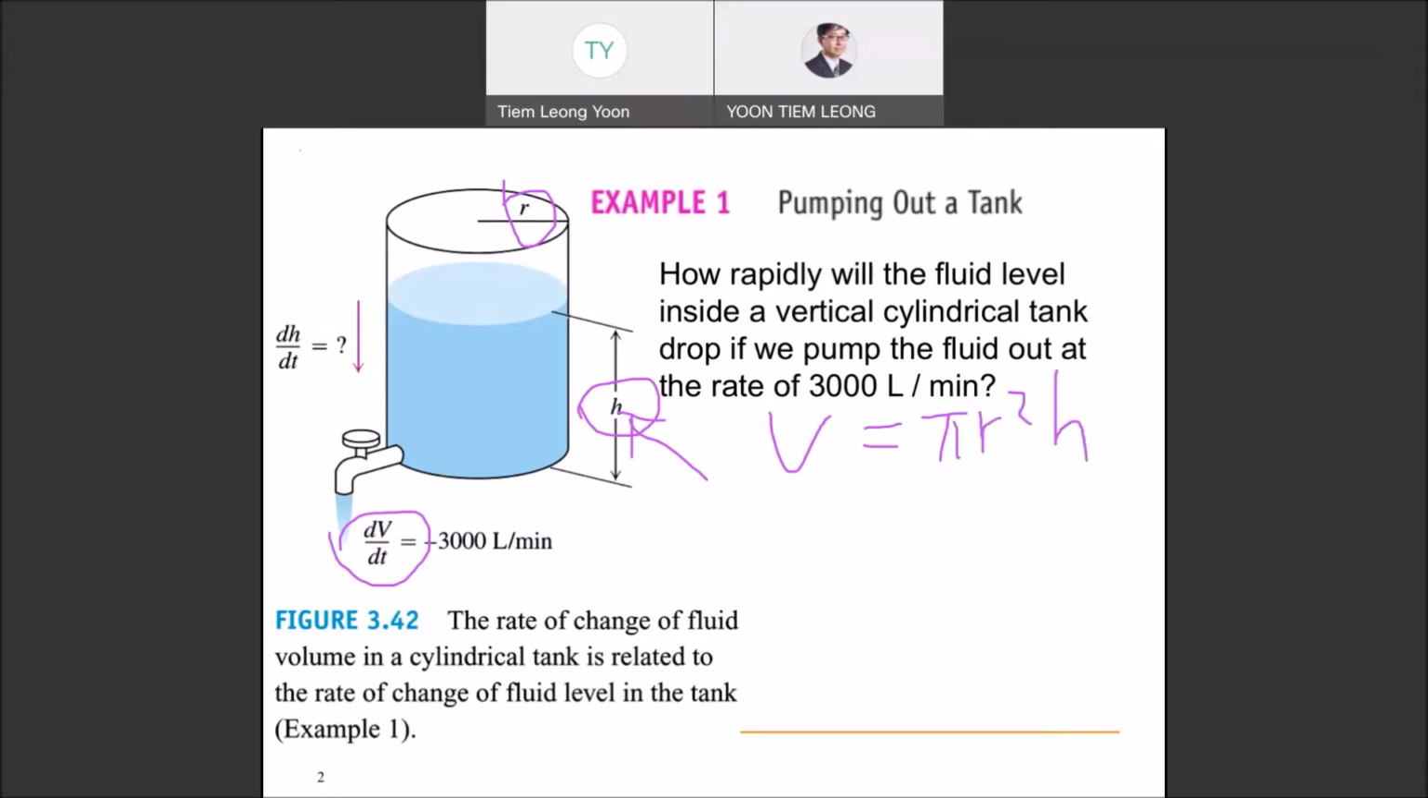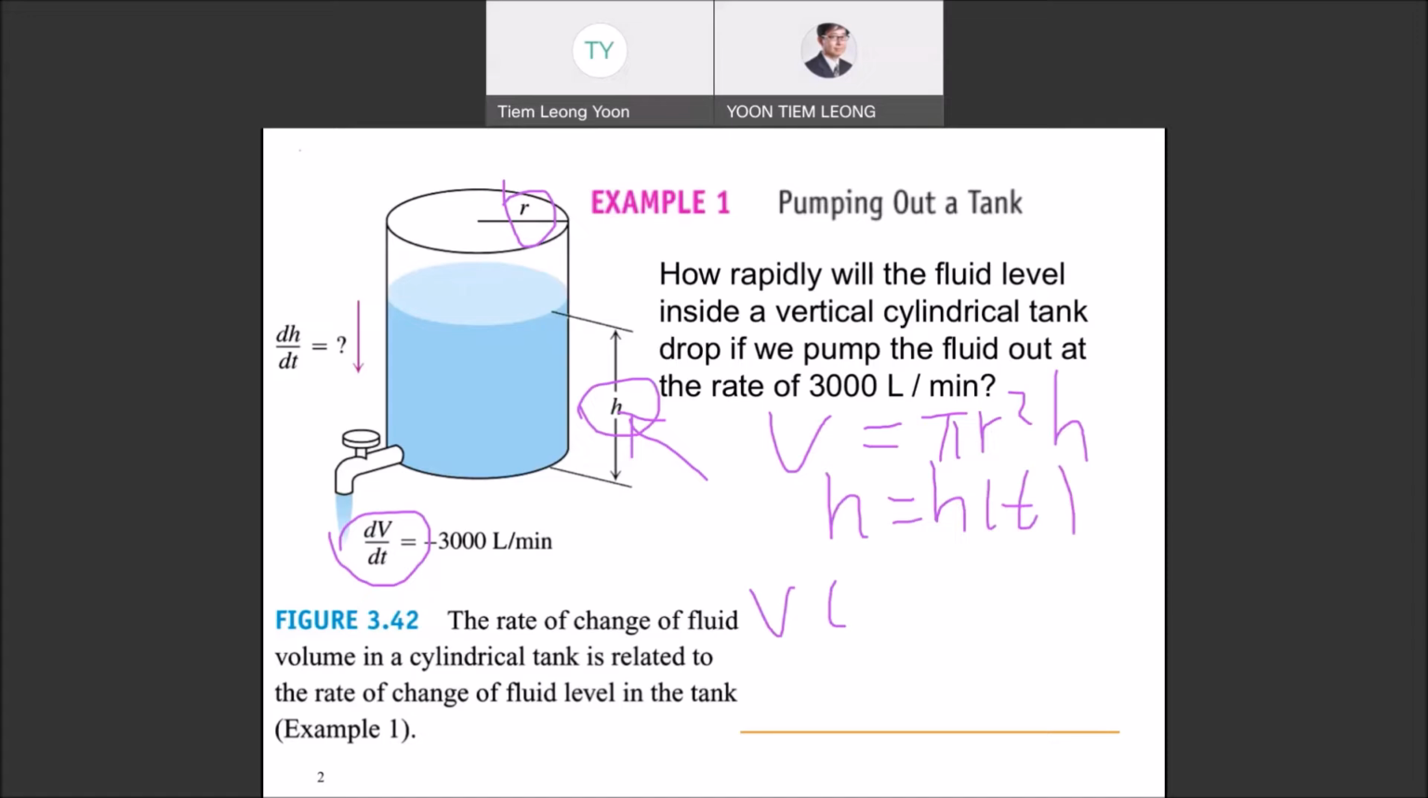So here the symbol V refers to the volume that is currently contained inside the cylinder. H is the corresponding height, right? So when V changes as a function of time, so does the height. You can imagine that when water starts to drain, the height will change as a function of time, and so will the volume of water.